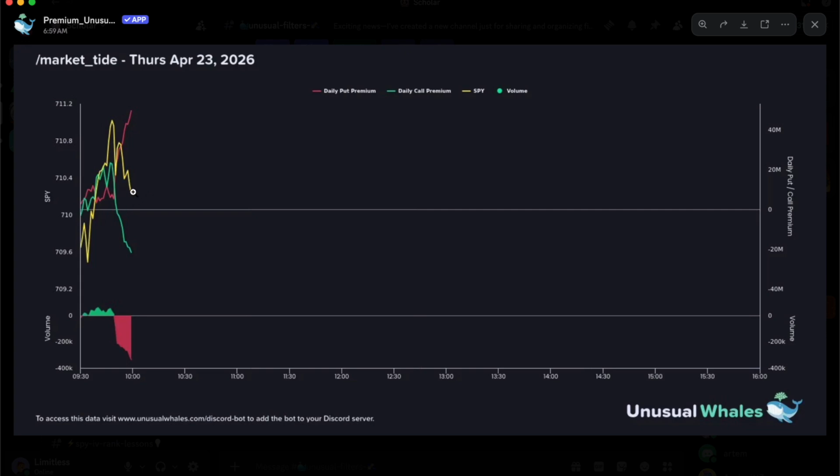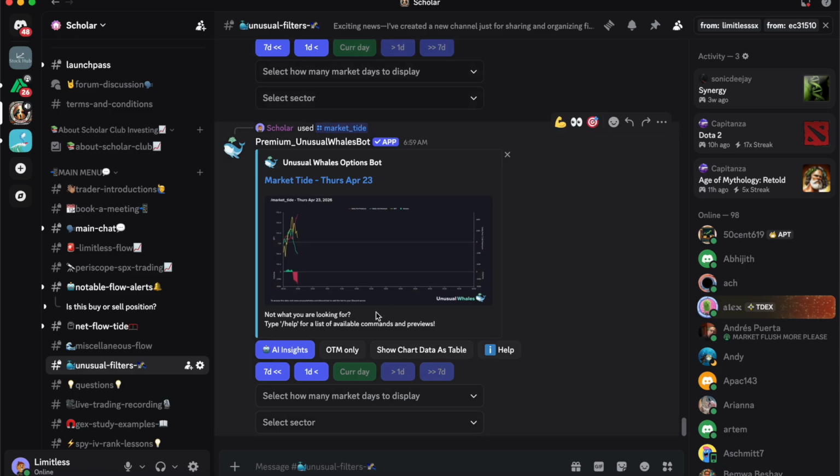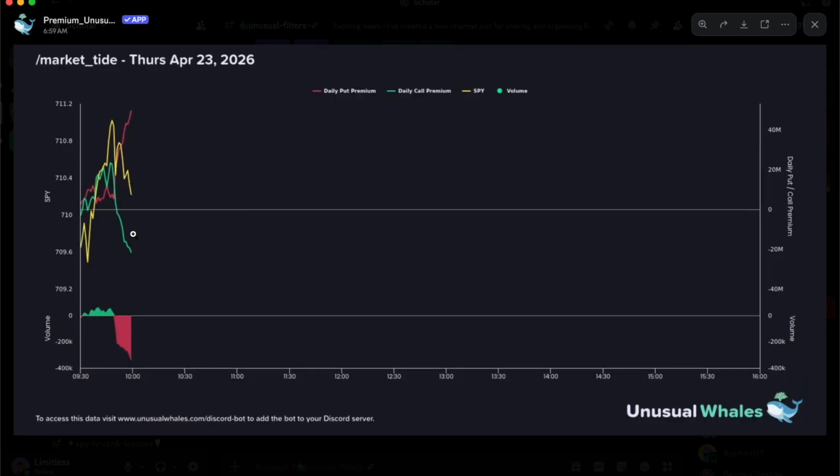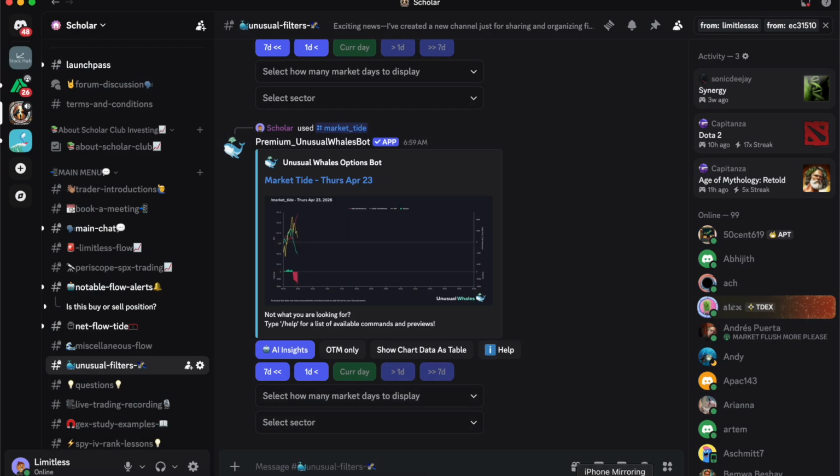From here, I expect the price to go down to here. Now, what is the price on the y-axis if it's down here? What price is it? 709.6. So that would be my target. If price can catch up to the premium at 709.6, then that would be a good target, right? So what is SPY at right now?